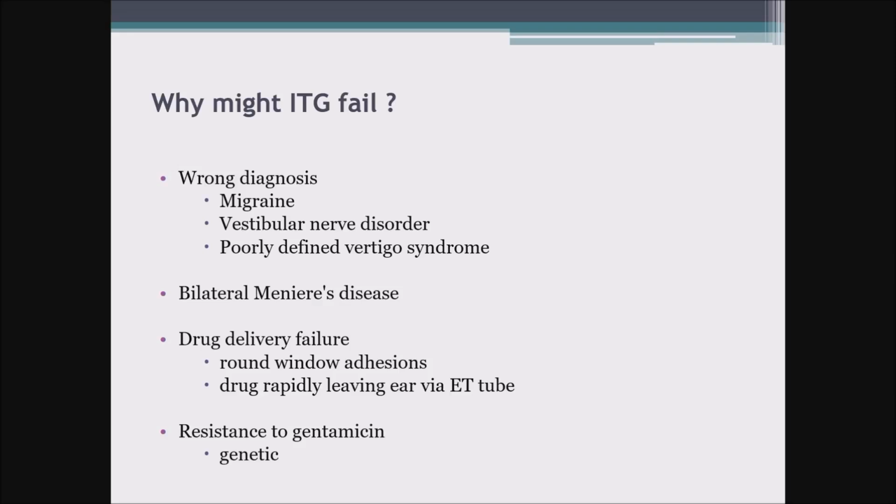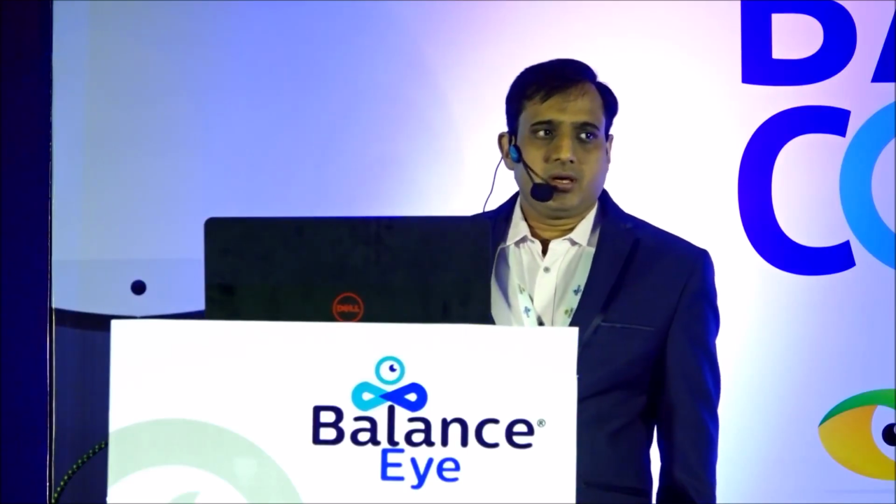Why may intratympanic gentamicin fail, why may the treatment not work? It may be because of a wrong diagnosis, it may be bilateral Meniere's disease, or a drug delivery failure. Drug delivery failure can occur due to round window adhesion, which is seen in 20% of the normal population. Or the drug may be rapidly leaving through the eustachian tube, if the patient is swallowing immediately after the procedure or yawning, then the drug may get cleared through the eustachian tube. Or somebody may have a genetic resistance to gentamicin.